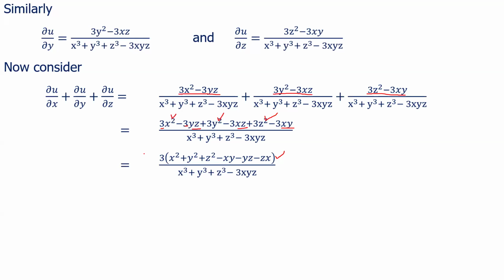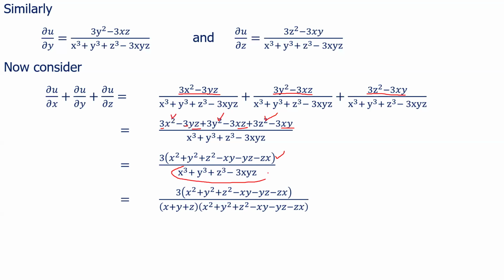Now we know about this formula. What is the formula? x cube plus y cube plus z cube minus 3xyz is nothing but x plus y plus z into x square plus y square plus z square minus xy minus yz minus zx. So now if we multiply these two terms, the answer is this. So this can be written as the product of these two things. And now since this and this is common, we can cancel them and we have only 3 upon x plus y plus z. This is the value of del u del x plus del u del y plus del u del z.